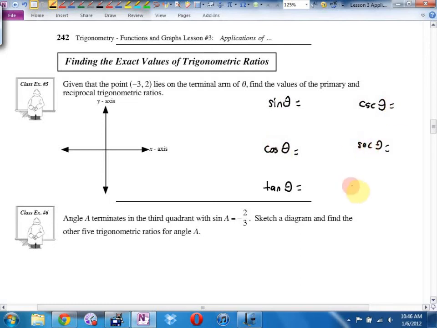What did they give me in this question? A point. What is the point that they gave me? What, comma, what? X is negative 3. Y is 2. They gave me this point right here, and they told me the arm goes through that point. Now, I'm going to say that same thing differently. What I said to you out loud was X is negative 3, Y is 2, and it goes through there.